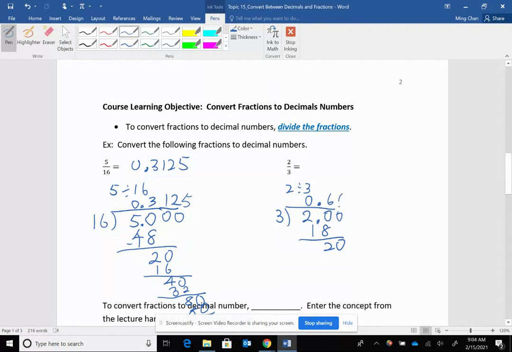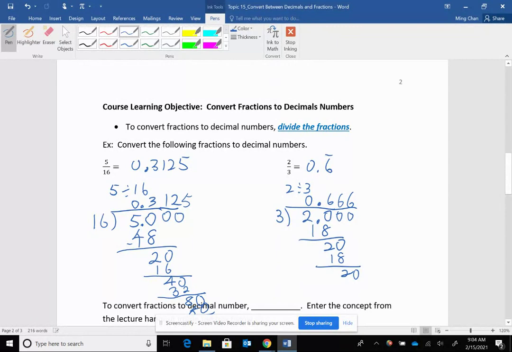3 going into 20, 6 times, right? 18. Subtract is 2. Bring down another 0. That's another 20. So you see, my repeating pattern has already begun, because my remainders keep on being 2. So when I bring down the 0, I keep on getting 20. So I've got to keep on using 6. There you go.